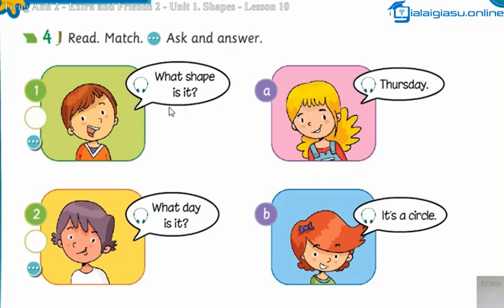What shape is it? Is that A? It is not A, so it is B. Very good. So, vậy thì câu hỏi này nghĩa là gì vậy các bạn? Đó là, đây là hình gì vậy? Và đây là hình tròn. Very good. And number 2, the answer is surely A. What day is it? Thursday. Nay là thứ mấy? Là thứ năm.